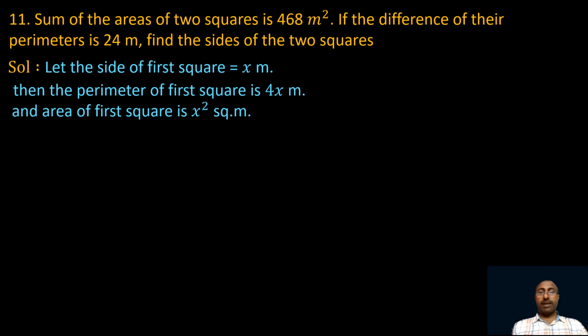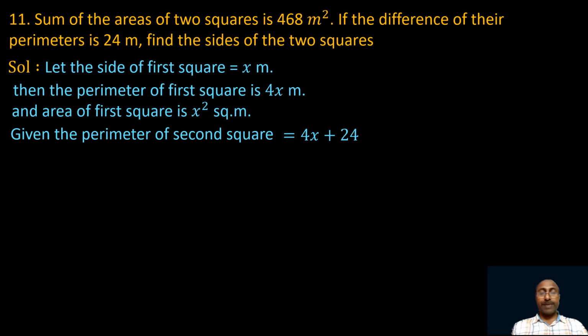and it is given that the difference of the perimeters of the squares is 24 meters. That is, the perimeter of the second square may be 24 meters more than the first square or less than the first square. Anyway, the difference is 24 meters. Okay, so the perimeter of the second square is equal to 4x plus 24. I am taking more than 4x, that is 4x plus 24, and we can write it as 4 into x plus 6.